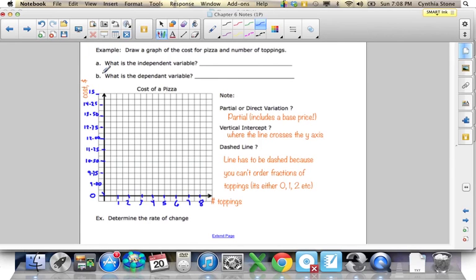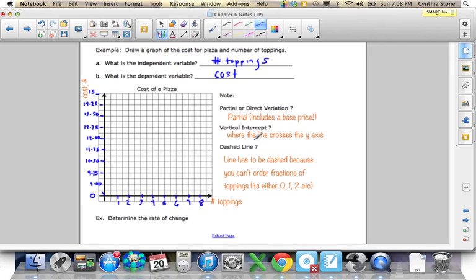Okay, so the question then is to draw a graph for the cost of pizza depending on the number of toppings. So the cost definitely is dependent. So independent is going to be the number of toppings. That only depends on the purchaser's interest. And the dependent variable is cost, because it depends on the number of toppings you get, right? And you see I chose my x-axis to match my table of values, and my y to match my table of values as well, so it'll be nice and easy.